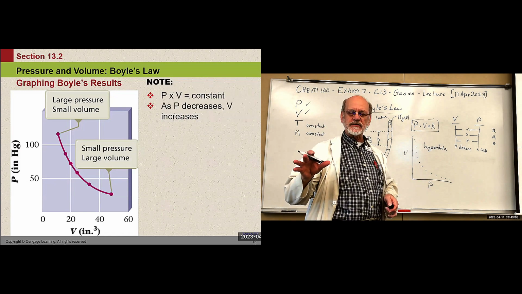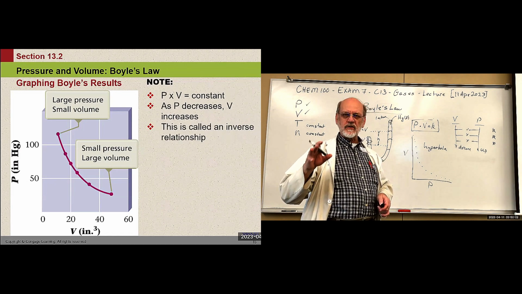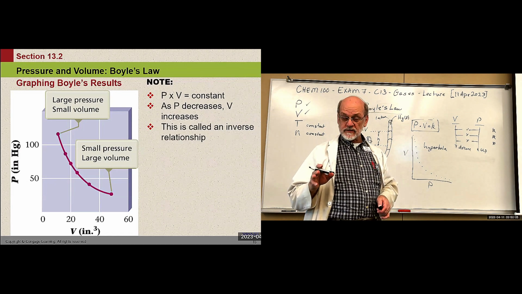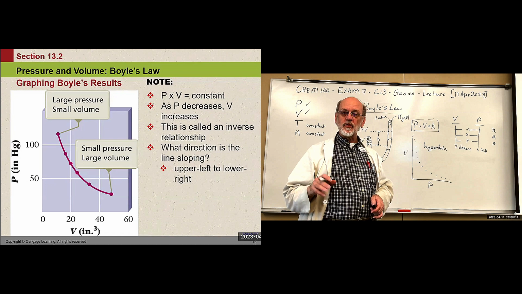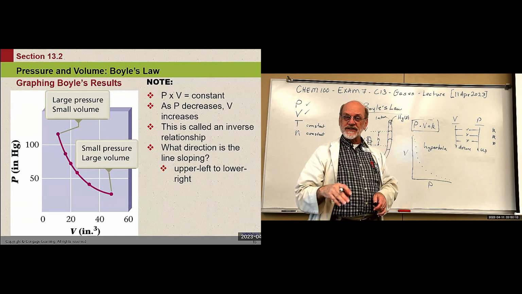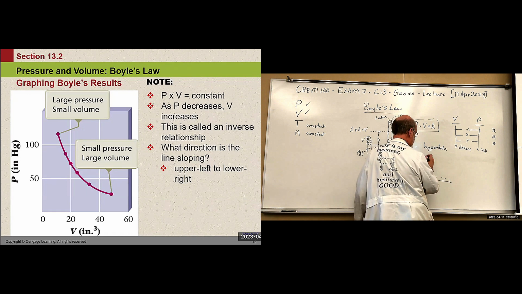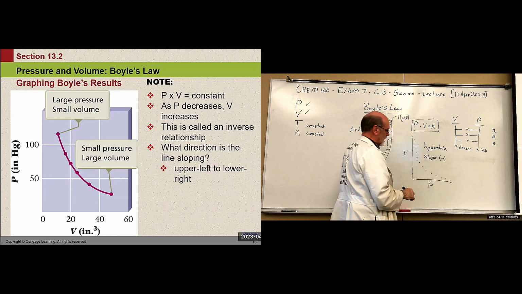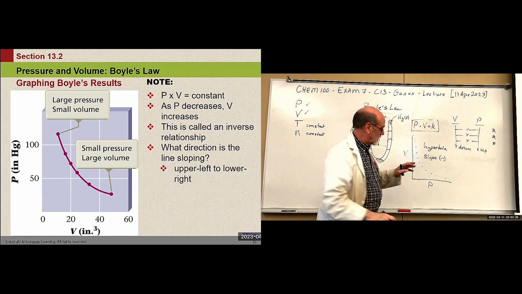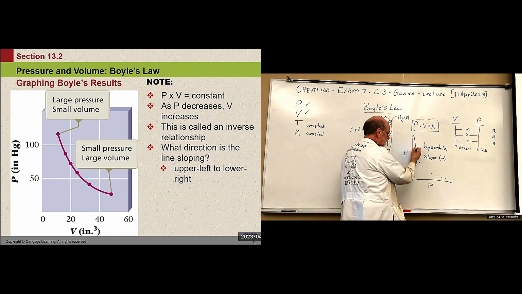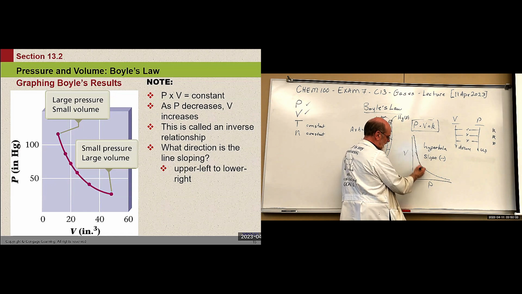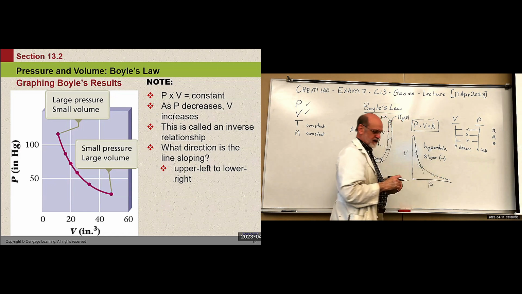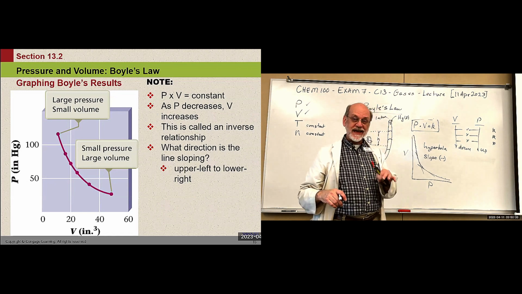Yeah, pressure times volume is constant; pressure increases, volume decreases. That's an inverse proportional relationship. The line is sloping from upper left to lower right, which is negative. So the sign on the slope is negative. It's a changing negative slope, right? If we draw a curve here like that, the slope's not the same everywhere, right? The slope here would be like that. The slope here would be like that. So the slope is changing, but it's always negative.